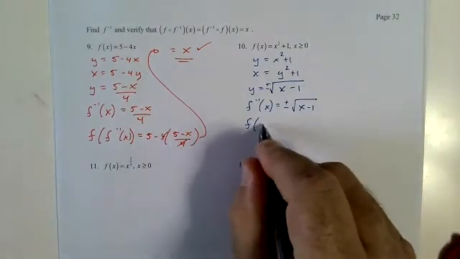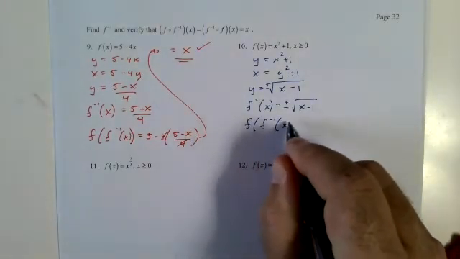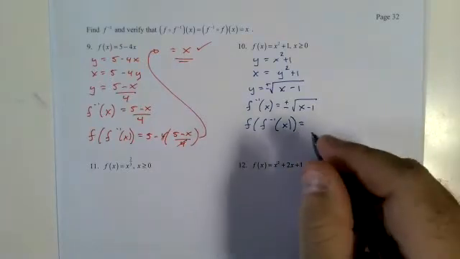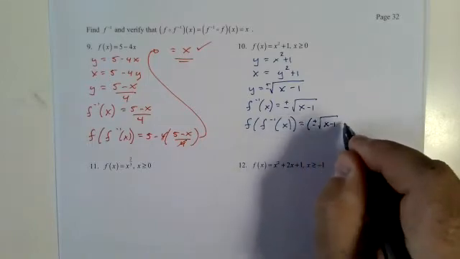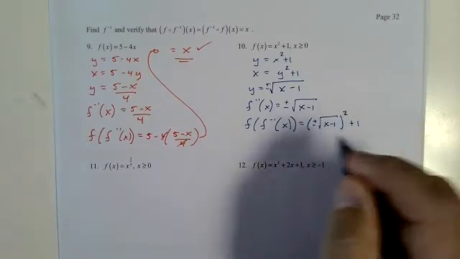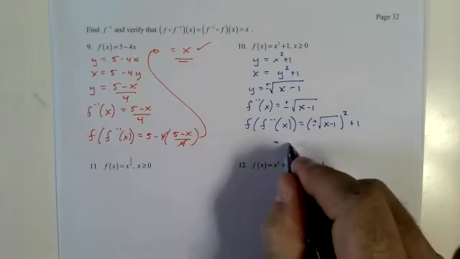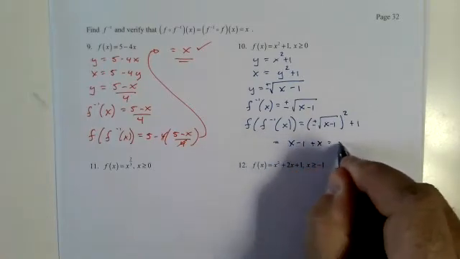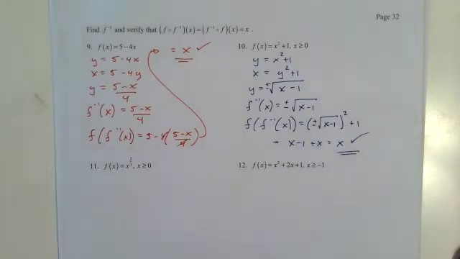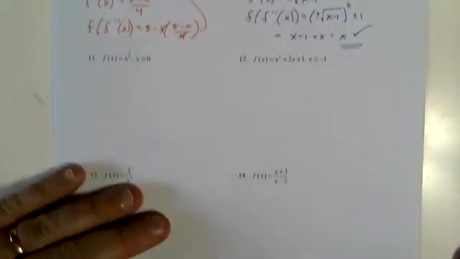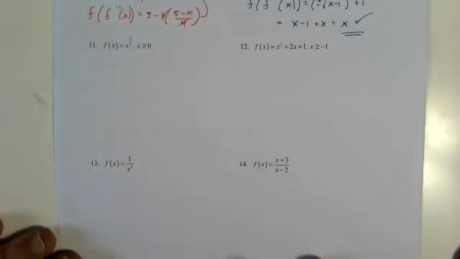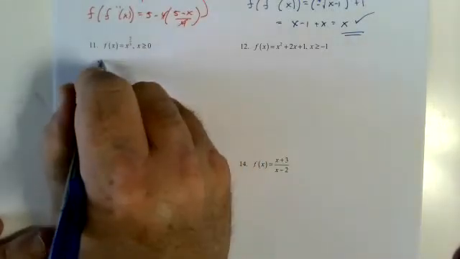Let's see what we get when we do the composite. We get plus or minus square root of x minus 1 squared plus 1 equals x minus 1 plus 1 equals x. Check. And you can do that the other way if you want. Again, I'm not going to do it. See if it works both ways. F of x equals x to the 2/3.